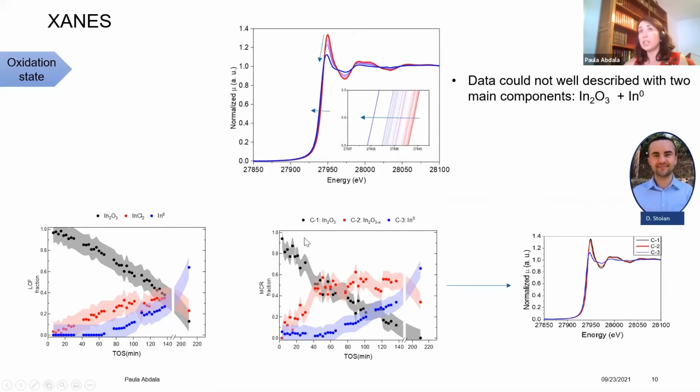So the initial component is indium oxide, by comparison with our initial material, indium oxide. The third component, this blue one, by comparison again with metallic indium, can be assigned to reduced metallic indium. And we assign this intermediate state to partially reduced indium oxide, which, to compensate the charge, must be rich in oxygen vacancies.